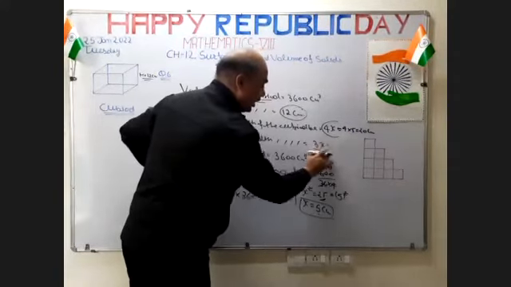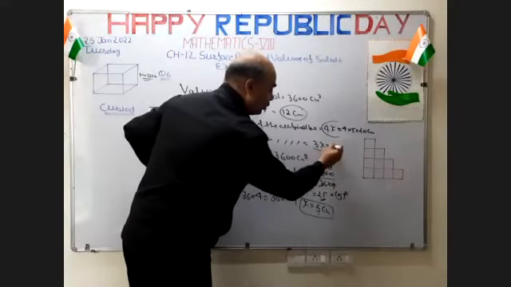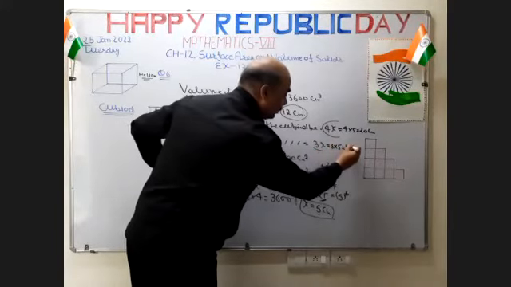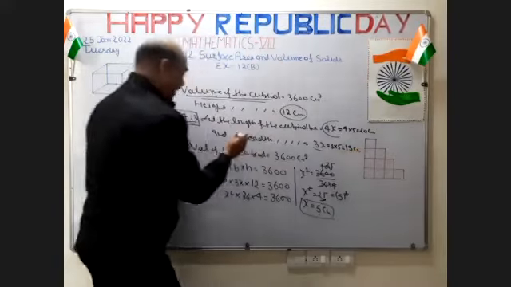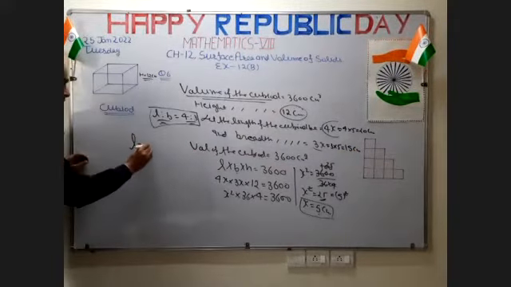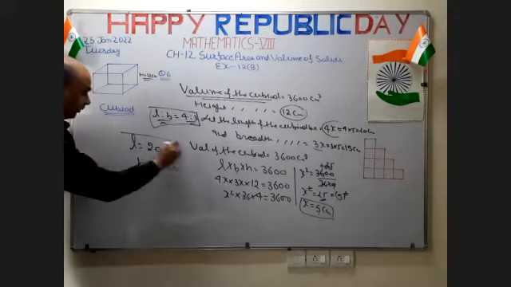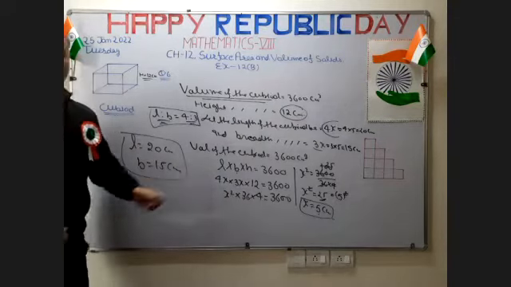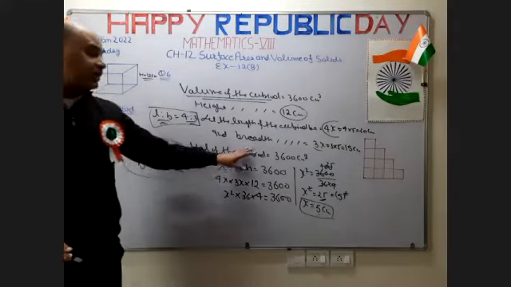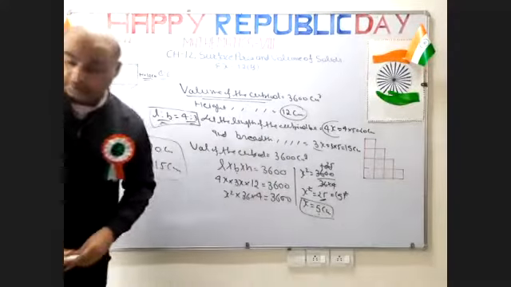Now it is given 3x. 3x means 3 into 5. 3 into 5 is going to be 15 centimeter. So the length of the cuboid becomes 20 centimeter and the breadth of the cuboid becomes 15 centimeter. Okay, I hope it is clear to everyone. If any doubt is there, send a message to me. I want to repeat it.